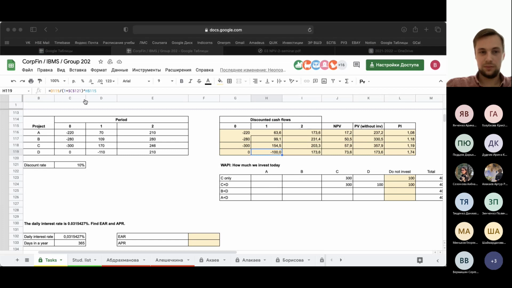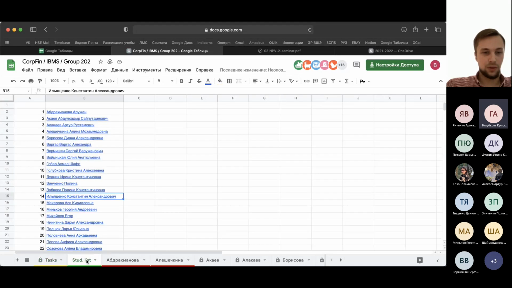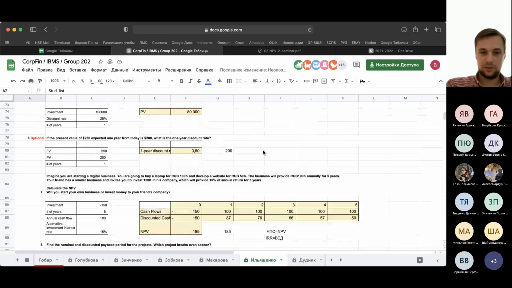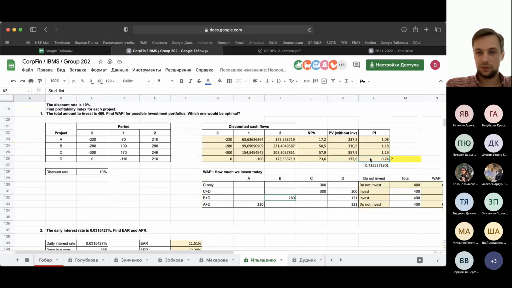Okay, is it clear? Yes, thank you. I would like to go one step back, because when we were talking about this profitability index, we do not need to subtract one from here. I have made a mistake. Profitability index is just present value divided by the value of initial investment. So it's 1.74, not 0.74. I'm sorry for that. It was my mistake.